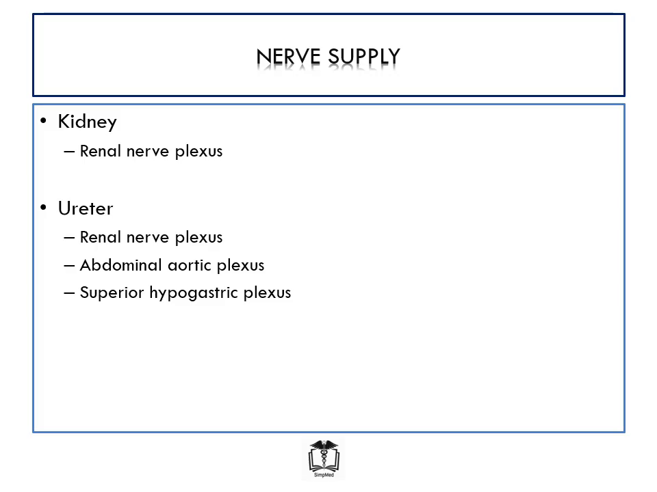Nerve supply. The kidneys and the ureter tend to be supplied by various nerve plexuses. The kidneys would be supplied primarily by the renal nerve plexus. The ureter, on the other hand, is supplied by a combination of different plexuses. This includes the renal nerve plexus, the abdominal aortic plexus, and the superior hypogastric plexus.